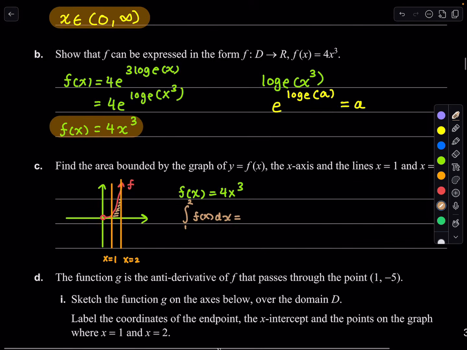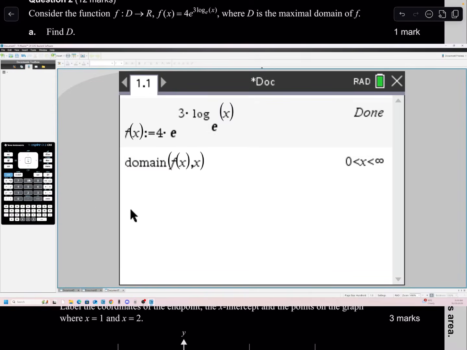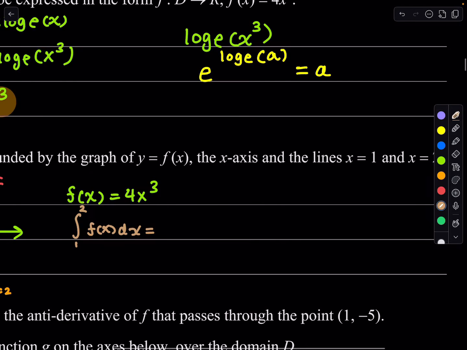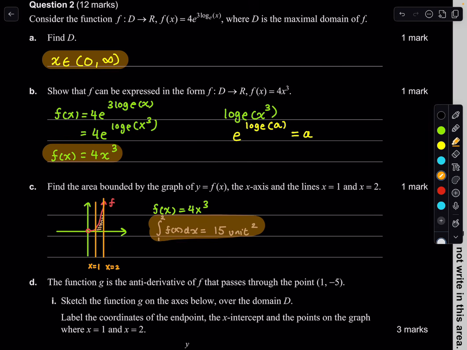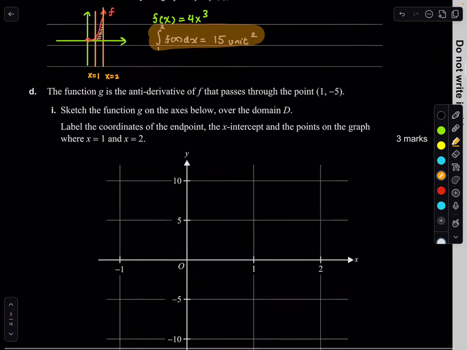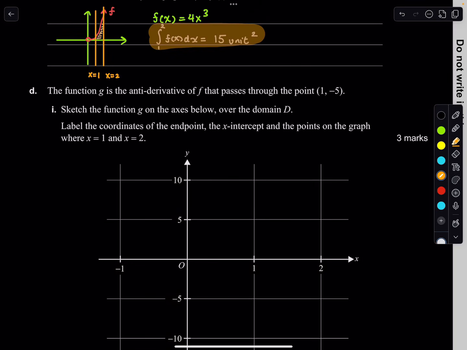So let's go on our calculator and do that. So integrate 1 to 2 of f of x dx, which is 15. So put that answer as 15. Beautiful. Or you can write units cubed, because it's just area. It doesn't matter. You don't have to write that, but basically, yeah, that's it. All right, nothing else. Beautiful. The function g is an antiderivative of f that passes through the point (1, -5).